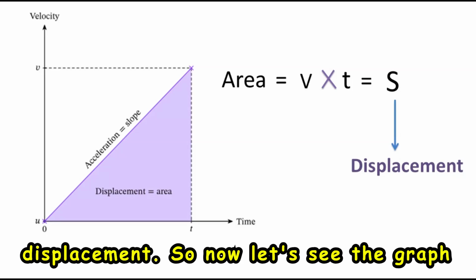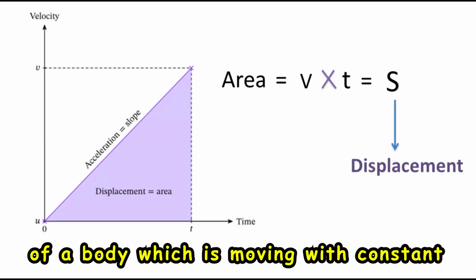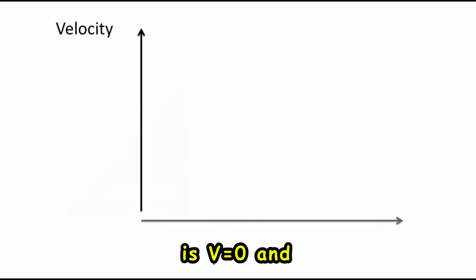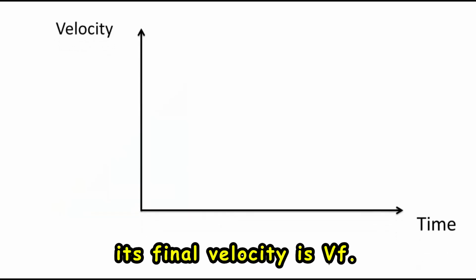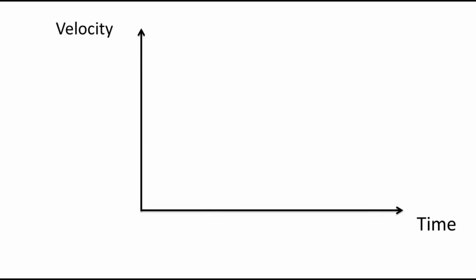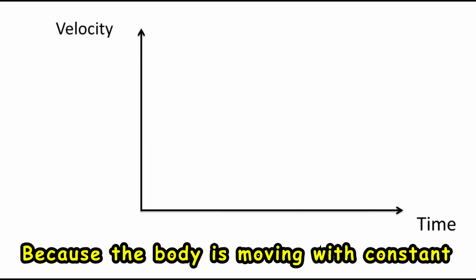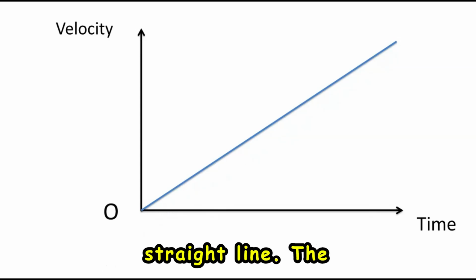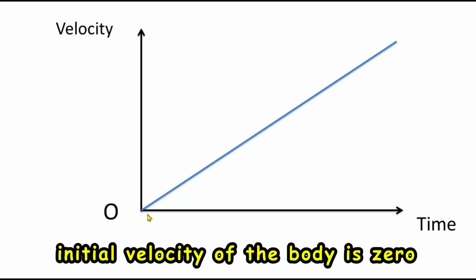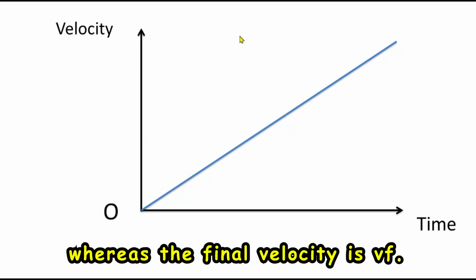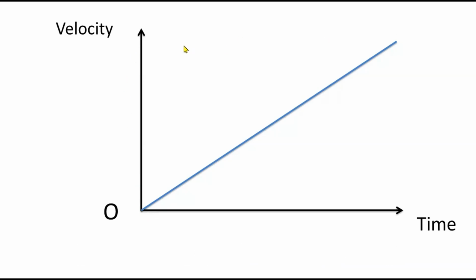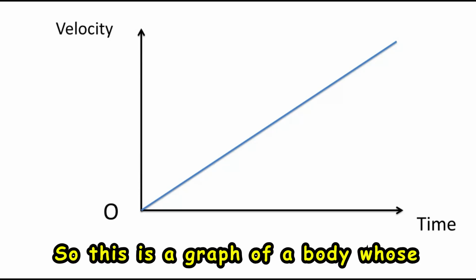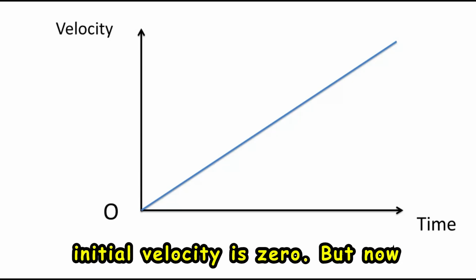So now let's see the graph of a body which is moving with constant acceleration. Its initial velocity is v equals 0 and its final velocity is Vf. Because the body is moving with constant acceleration, the graph will be a straight line. The initial velocity of the body is 0, whereas the final velocity is Vf. So this is a graph of a body whose initial velocity is 0.